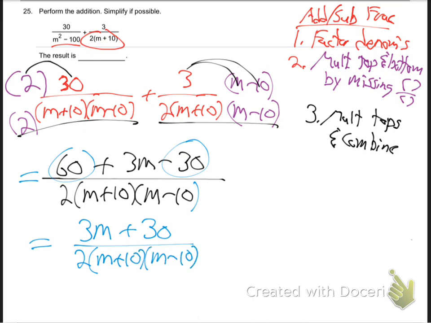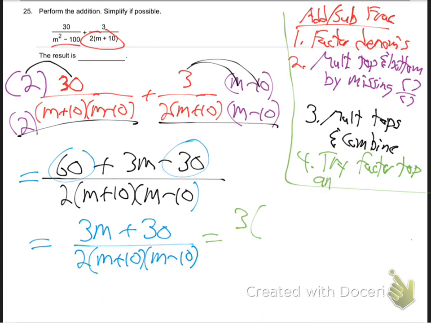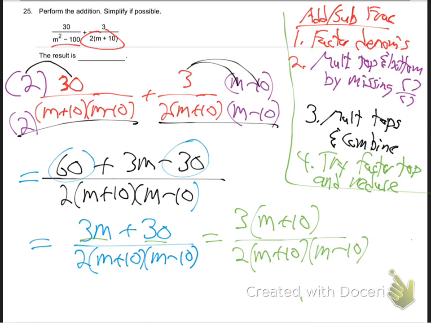Now the fourth step is try to factor the top, which doesn't always work, but this time it does. You can take a 3 out and reduce. So take the 3 out, leaves m plus 10, right? The GCF of 3 there. The bottom stays the same. And then, do you see what happens now? The m plus 10's cancel, don't they? So our final answer is just what's left. 3 in the top, 2, m minus 10 on the bottom.